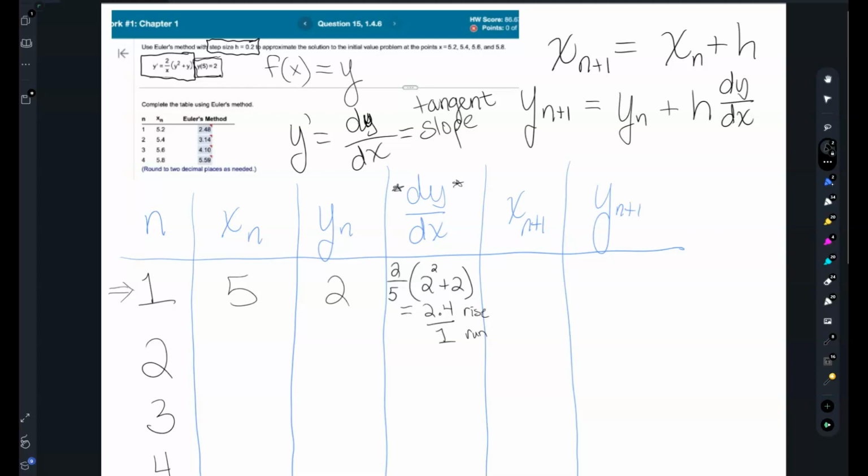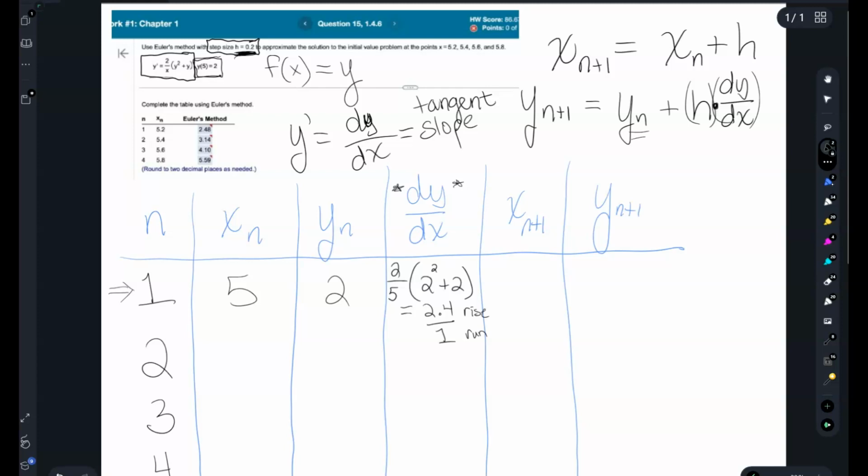So if we were to move 1 unit in the x direction, in order to follow the tangent slope, we would have to move 2.4 units in the y direction. But we don't want to move 1 unit in the x direction. We only want to move 0.2 units in the x direction. So the way that we can introduce an x step of 0.2 is to multiply top and bottom by 0.2. And that's exactly where this part comes from.